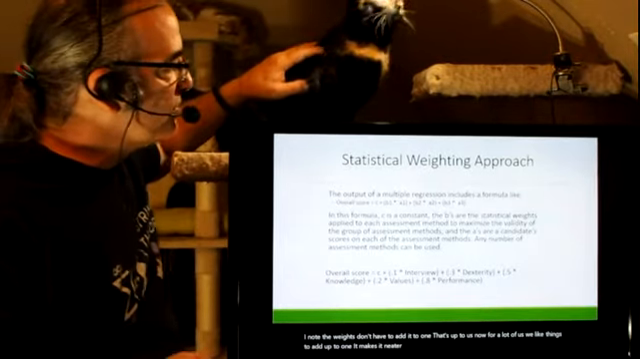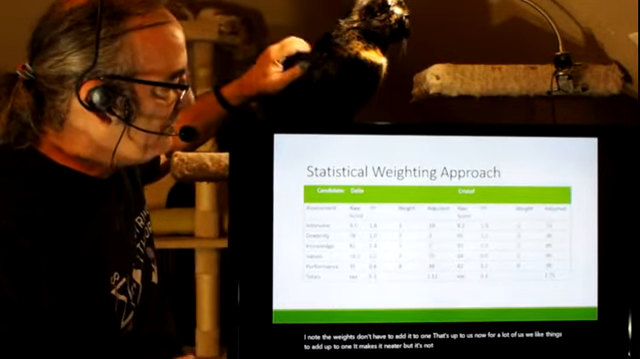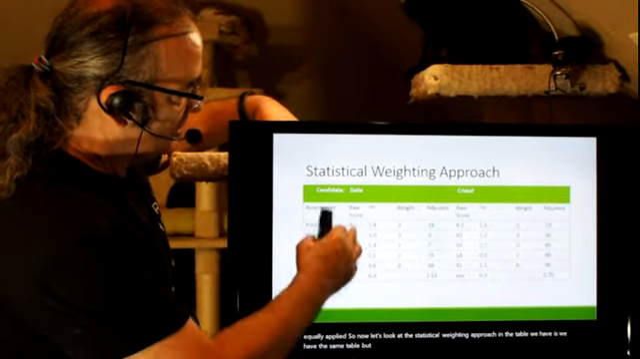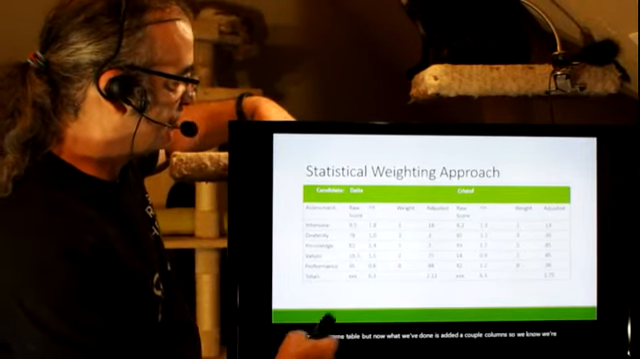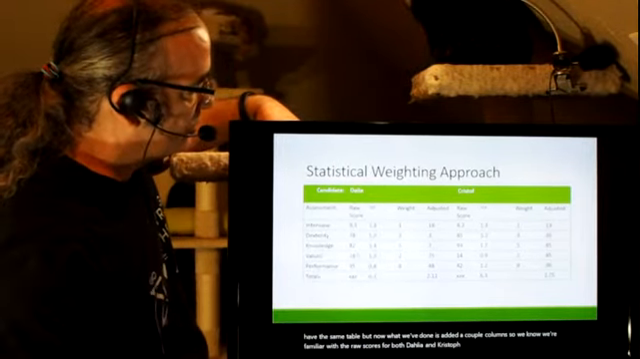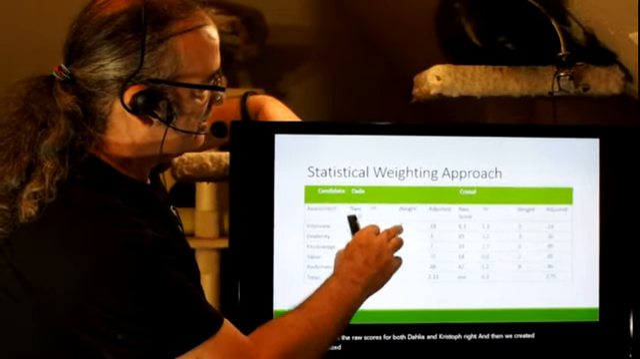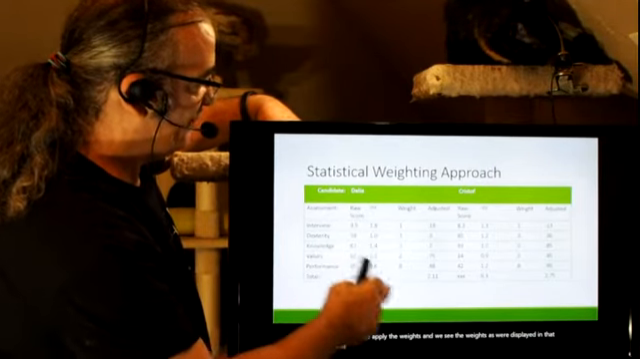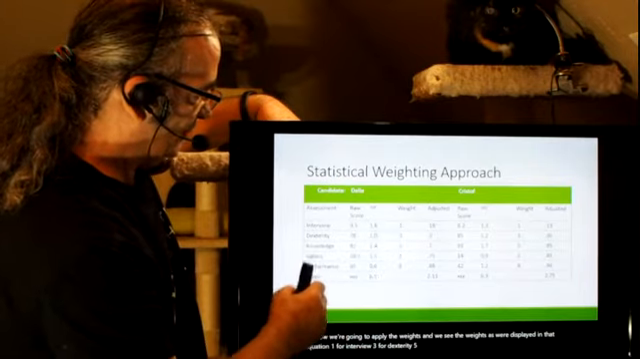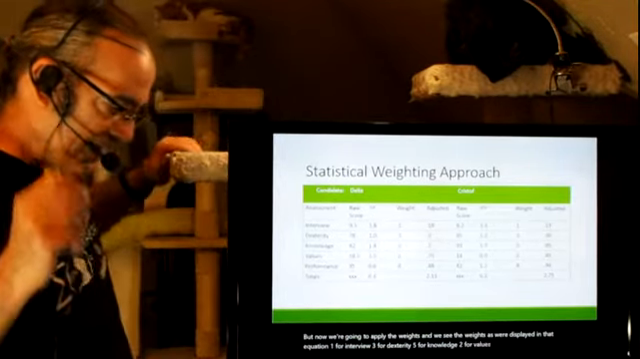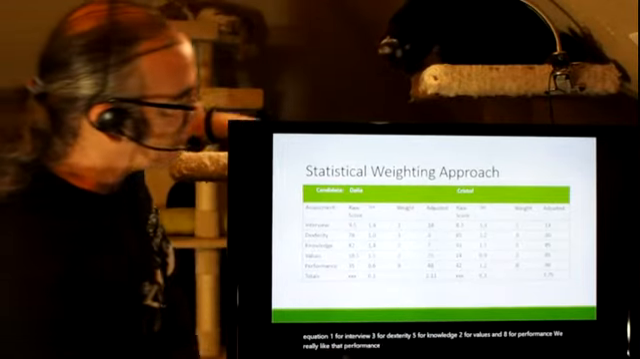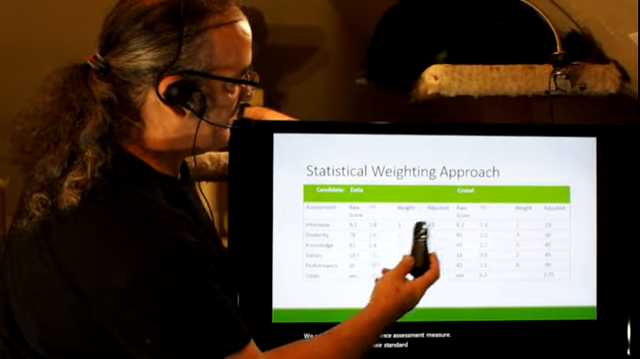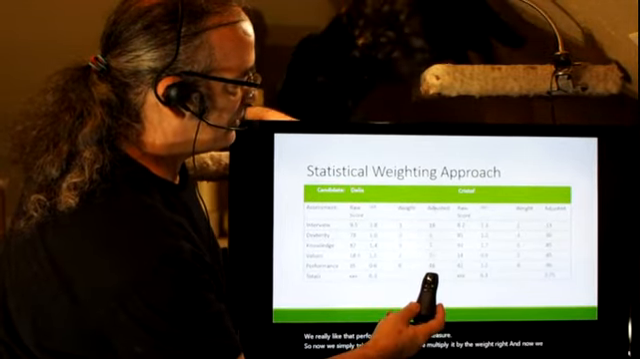So now, let's look at the statistical weighting approach in the table. What we have is the same table, but now what we've done is added a couple columns. So we're familiar with the raw scores for both Dahlia and Christoph, right? And then we created standardized scores, but now we're going to apply the weights. And we see the weights as were displayed in that equation: 0.1 for interview, 0.3 for dexterity, 0.5 for knowledge, 0.2 for values, and 0.8 for performance. We really like that performance assessment measure. So now we simply take their standard score, multiply it by the weight, right? And now we have their adjusted scores that we're going to combine.